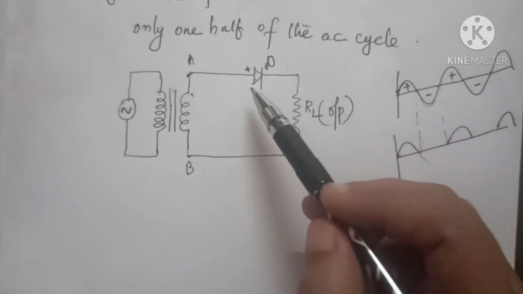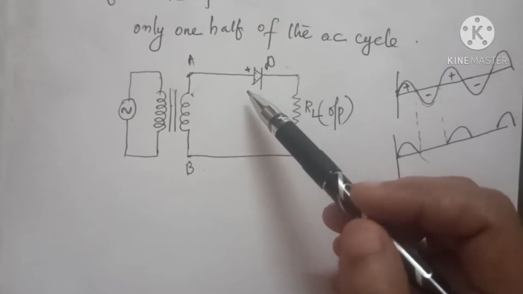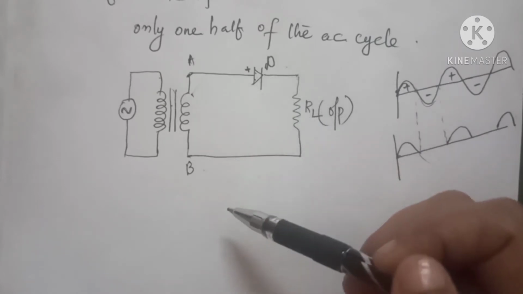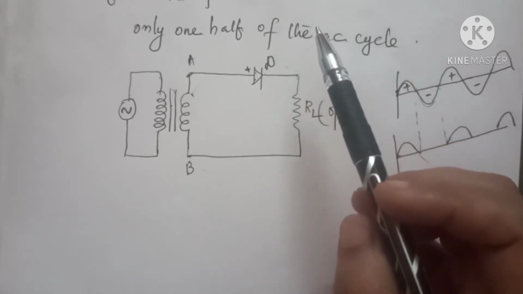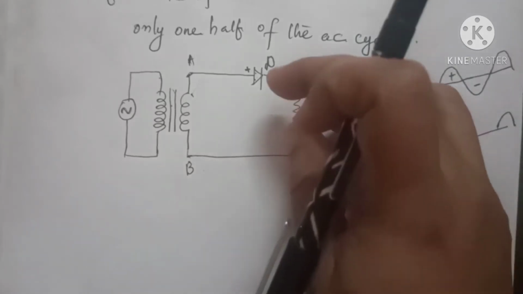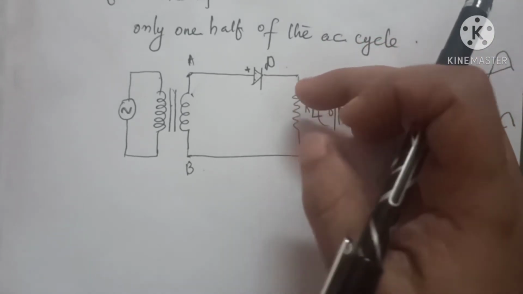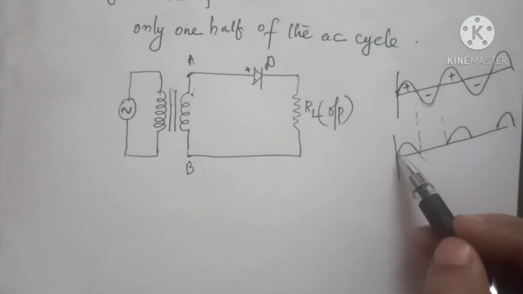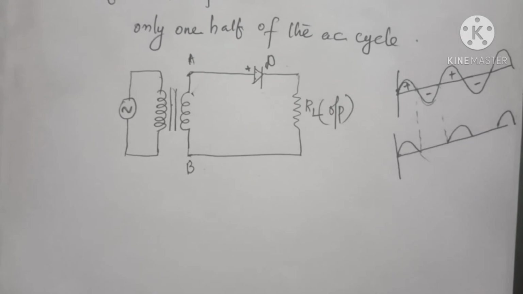Clear? During the half cycles when A is positive with respect to B, forward bias will happen, but if A is negative with respect to B, it is in reverse bias and no current flows through the circuit. So no voltage is produced across RL. Here we are measuring the output across RL. As we see, the output across RL is unidirectional and it will be like this. Understood? But the efficiency of the half wave rectifier is low, so we are moving to the full wave rectifier.